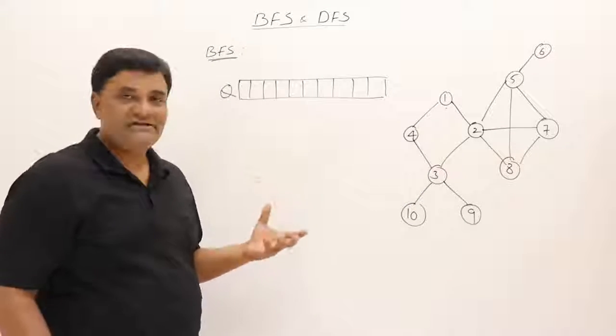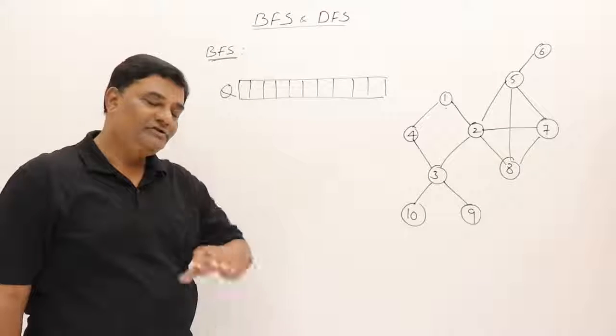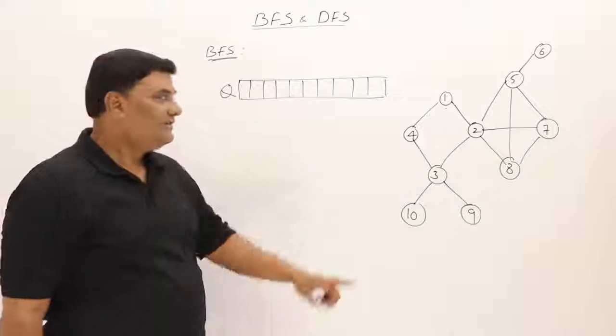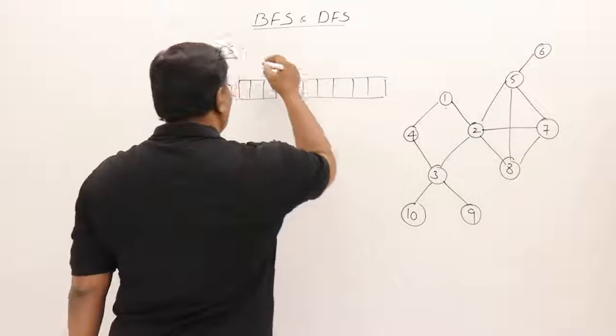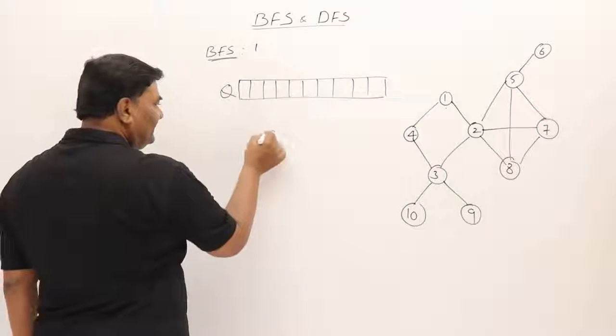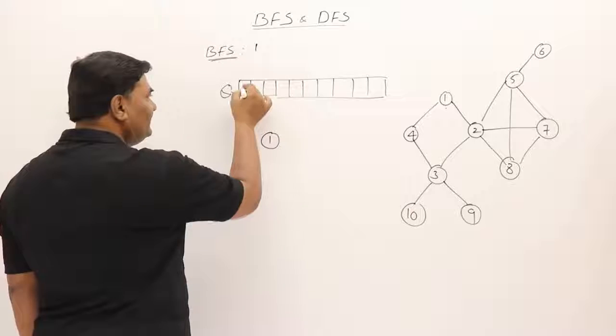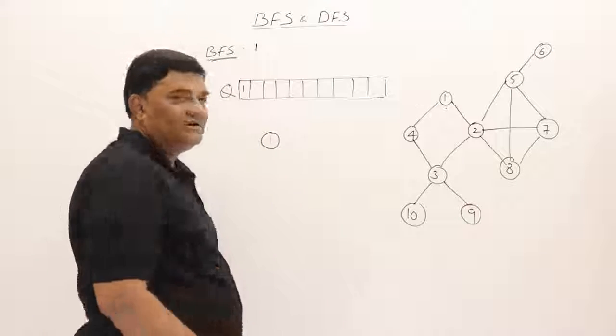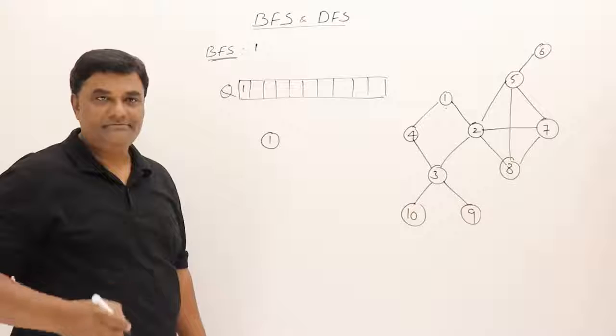So which vertex should I select as a starting vertex for breadth first search? You can select any vertex you like. So I'll select vertex 1. In the answer you write 1, in the graph you draw it here again, then add it to Q. This is the first step, the initial step.